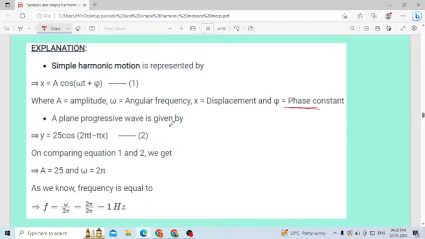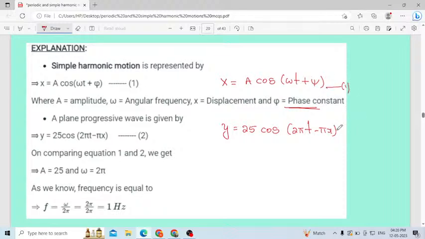A plane progressive wave is given by this equation. The general equation is x = A cos(ωt + φ). In the question they have given y = 25 cos(2πt − πx). Compare equation 1 and equation 2. Then A is equal to 25. You can compare this one with this one. Then where is ω? This one, ω is equal to 2π.